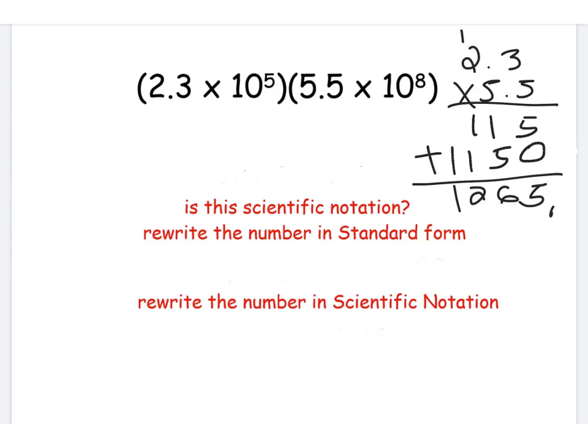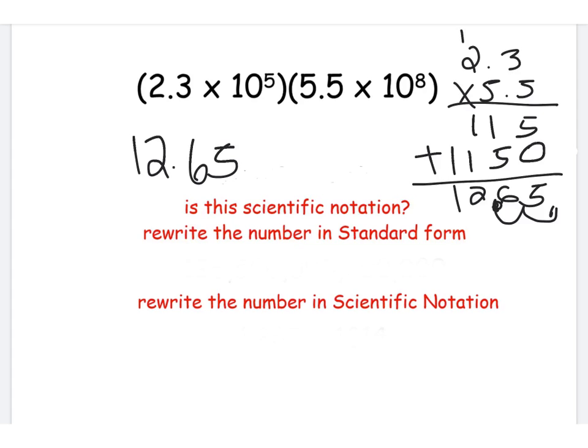So starting from the back, I need to move my decimal in twice because I have 2 numbers in my problem, the 3 and the 5, that are behind the decimal. So I go in once, twice. So I have 12 65/100.